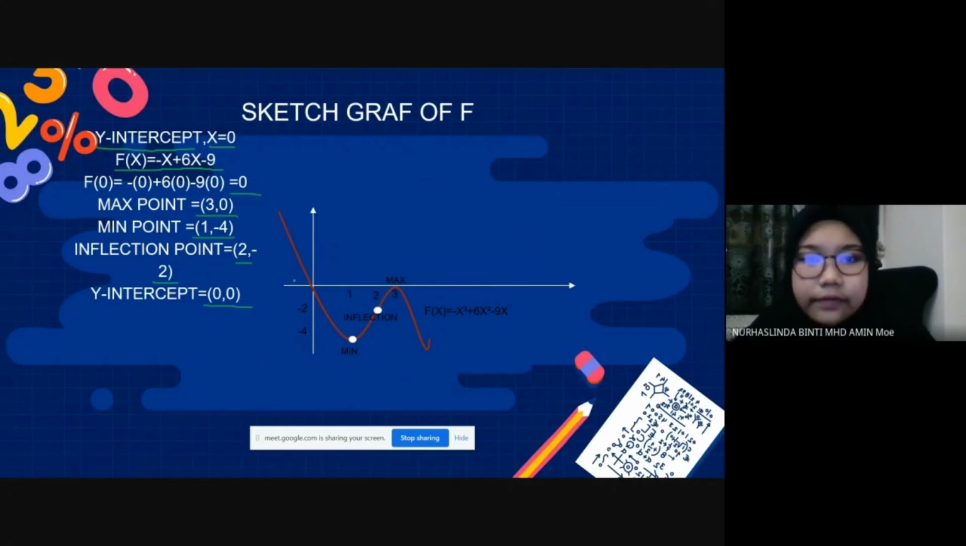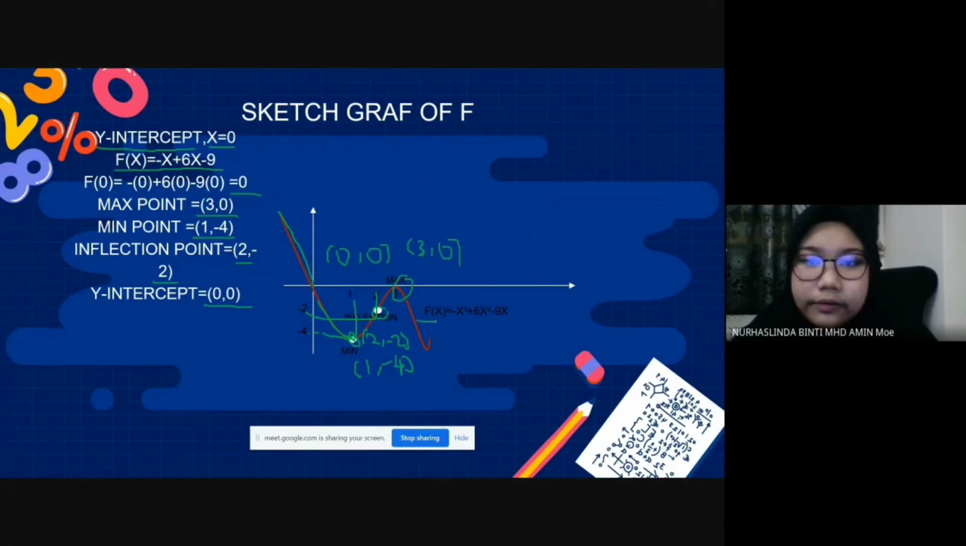So for the sketch of the graph, we start in the middle because the y-intercept is 0, 0. Then we go here and find the minimum point, which is 1, negative 4. And then this is the inflection point, which is 2, negative 2. And then we find the max point here, which is 3, 0.